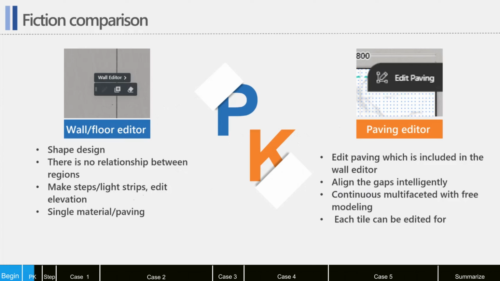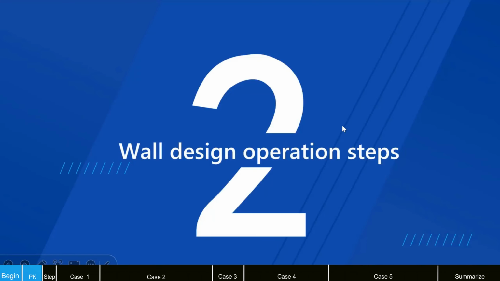And also, paving edit, which is included in wall editor, allows you to create some complex paving by using different tiles and bricks. What's more, each of these bricks and tiles can be changed for its gap and angle. So that's for the paving editor. Okay, so let's move to our design operation steps.